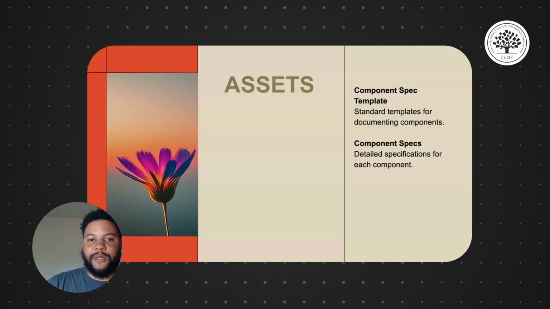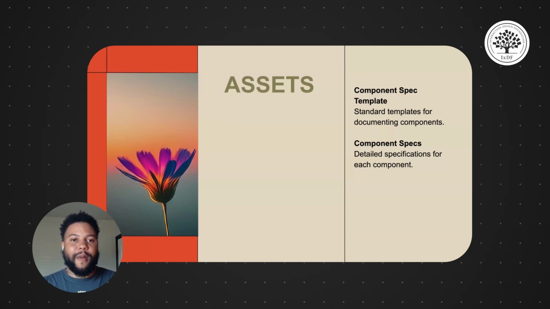And for the assets piece, some key assets for the components will be a component spec template, which provides a standard format for documenting components, as well as a detailed component spec for each element. So for the tangible assets, the main output from a component pillar is the spec itself. That component spec tells you all of the decisions that were made for a given component and outlines how that should be developed, and even how it should be designed in Figma.